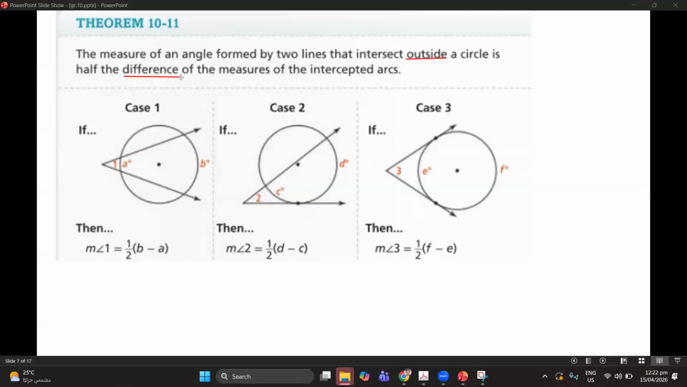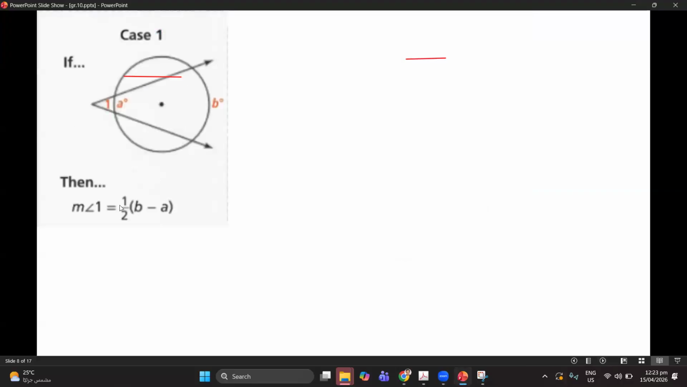Here now I have three cases. What's the difference between the three cases? Let's see case number 1. In case number 1, as you see, I have two secants that intersect outside the circle. So if the measure of the arc here is B and here is A, the measure of the angle will be half the difference, B minus A.